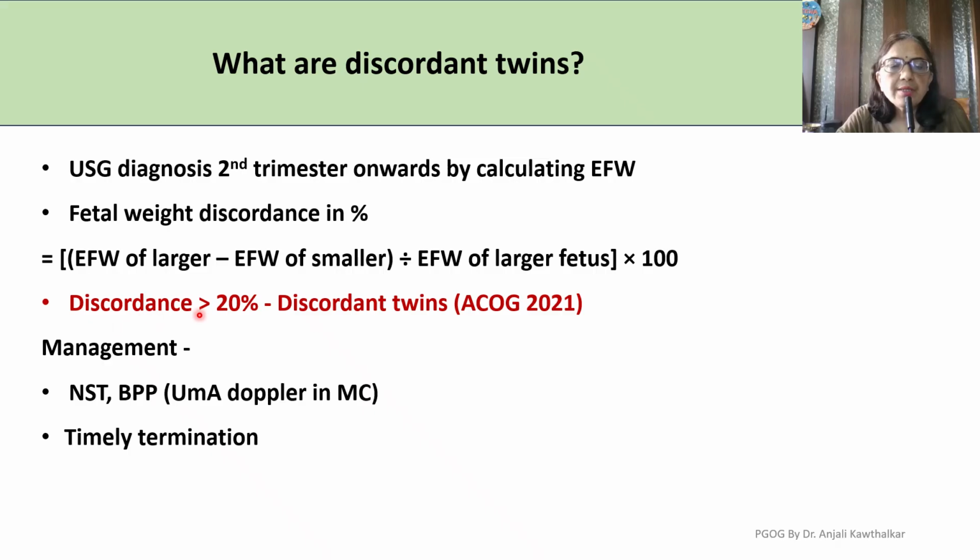and it is called a discordant growth whenever the discordancy is greater than 20%, then it is called discordant twins as per ACOG 2021. Some of the guidelines are taking the cutoff point as 25%. Management is we have to monitor the baby with NST, biophysical profile, and umbilical artery Doppler plays a major role whenever there is a monochorionic pregnancy. Now, as we have already seen, a discordant twin might be seen with monochorionic as well as with dichorionic type of pregnancy. Timely termination is an important step in management.